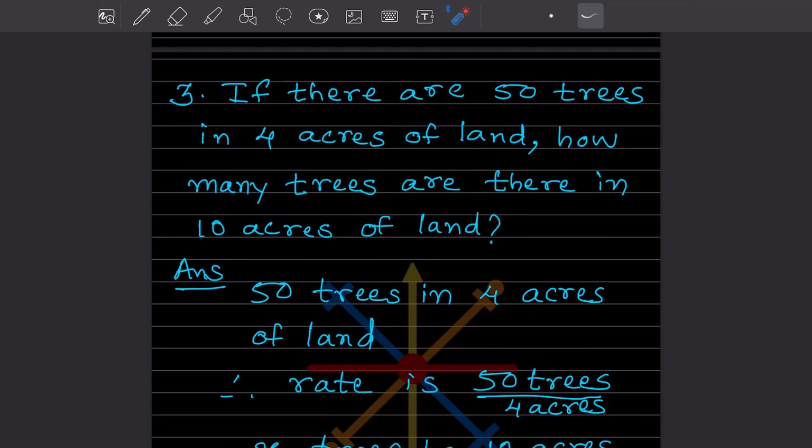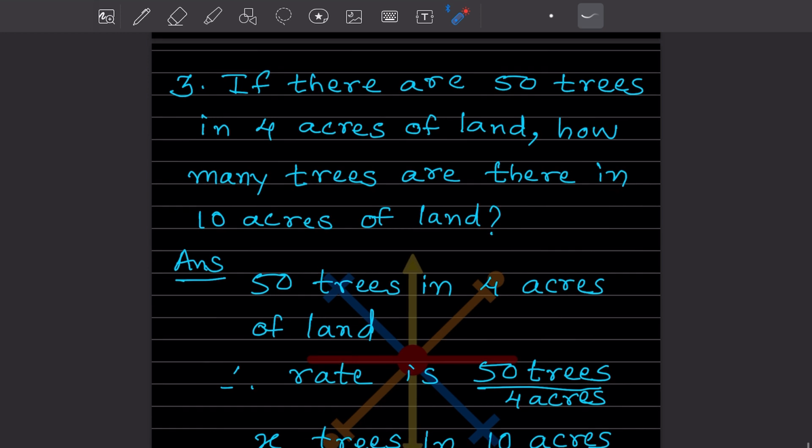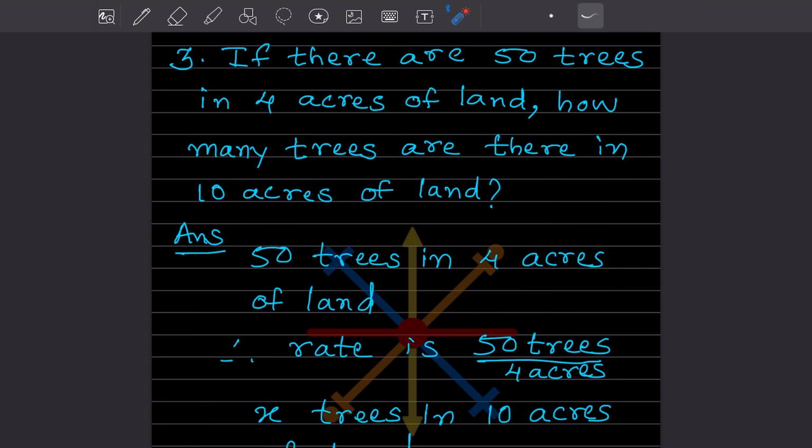So now again here, what did they say? In this one, if there are 50 trees in 4 acres of land, how many trees are there in 10 acres of land? So now see here, 50 trees in 4 acres. So the rate is given. Here what will we do? Directly we are not first going to find out for one, because when we do it for 1, this will be 50 divided by 4, so that will be something in decimals. So let us keep the fraction as it is. So the rate is 50 by 4.